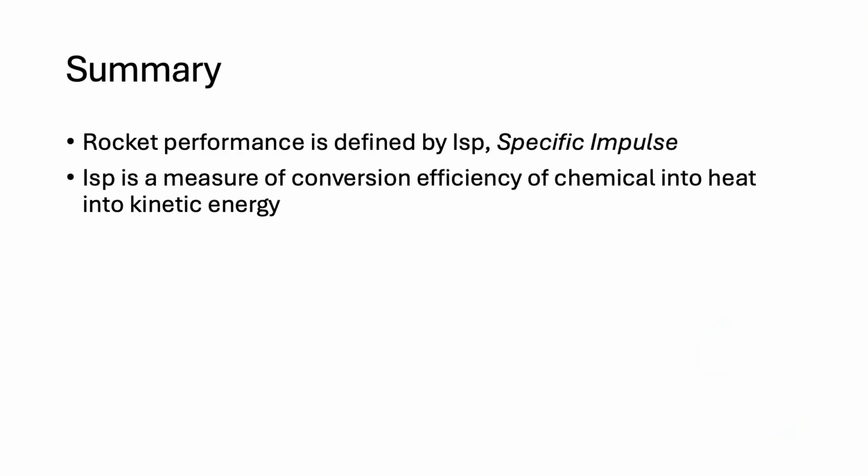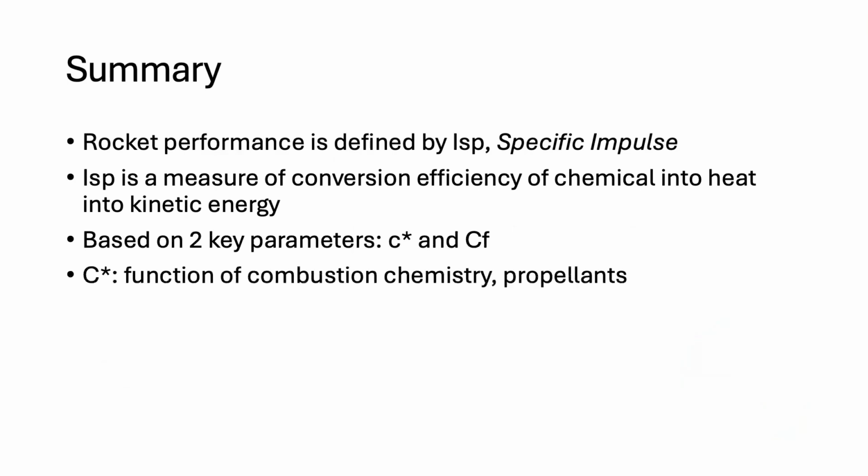ISP, or specific impulse, is a measure of the conversion efficiency of chemical into heat into kinetic energy. It's based on two key parameters, C star and CF. C star is known as the characteristic velocity and is a function of combustion chemistry and very much dictated by the propellants that you choose to combust in chemical rocket propulsion.